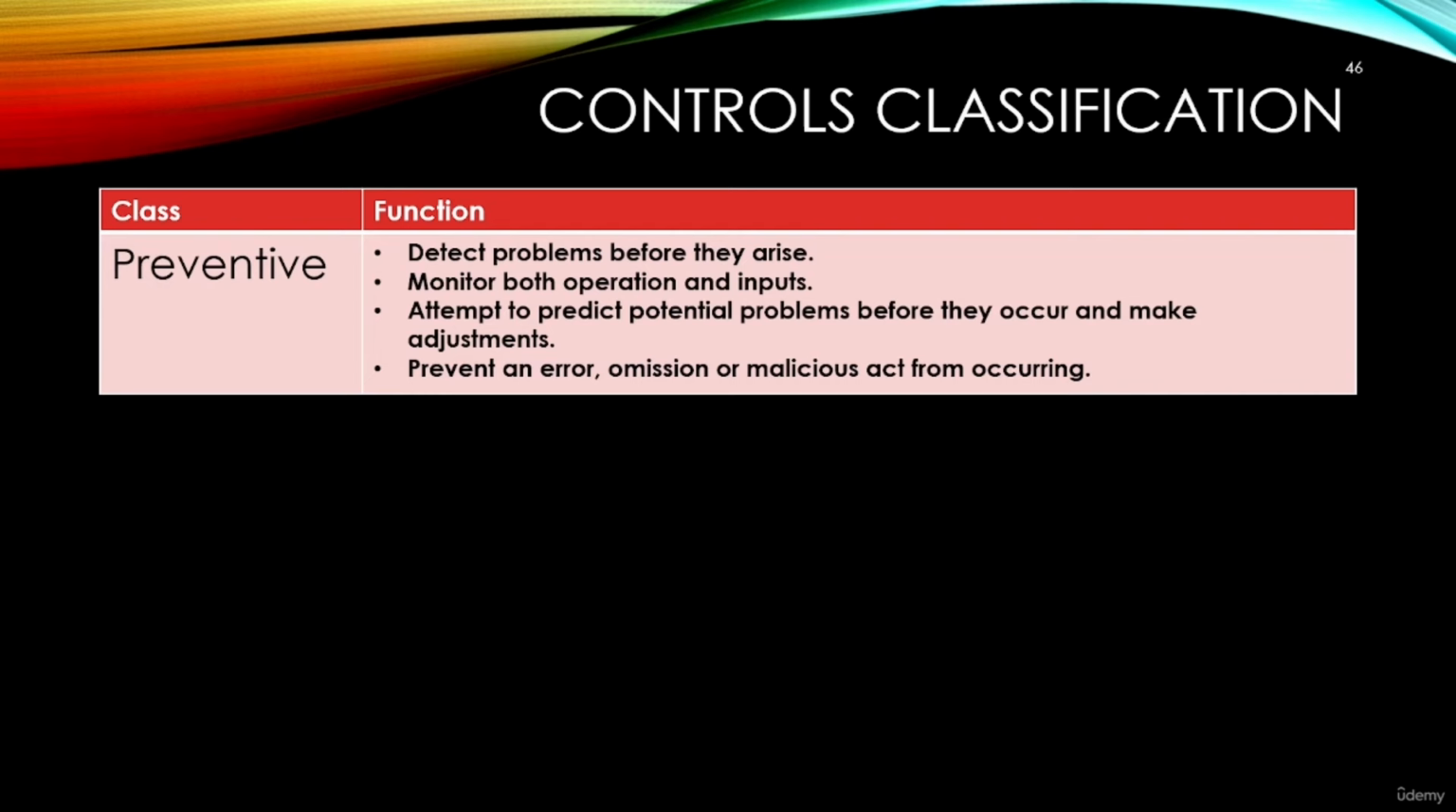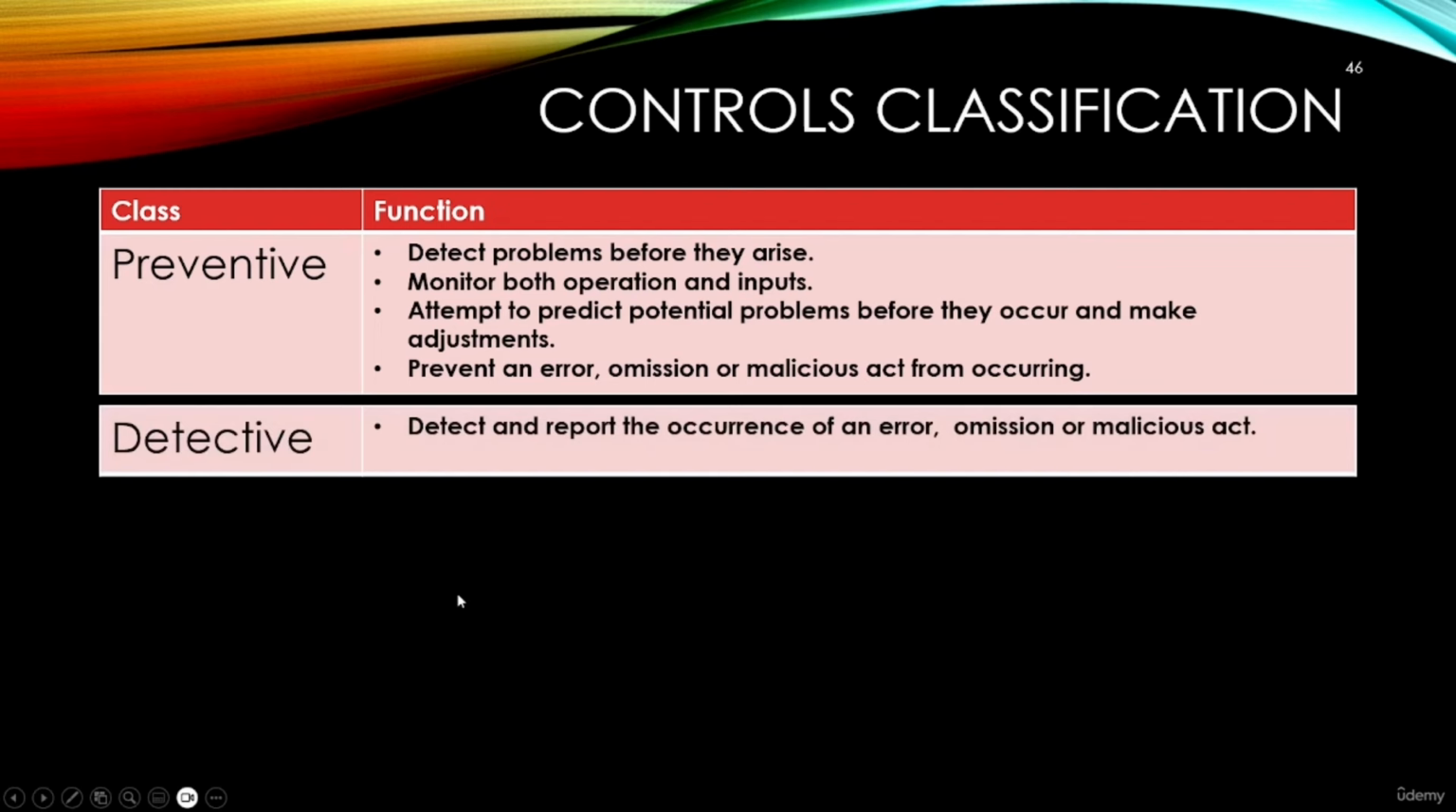The second type of control based on the function is known as the detective control. A detective control has the capability of detecting and reporting the occurrence of an error. Security cameras can be an example of detective controls. A SIEM solution, log collector, or monitoring solution which monitors your IT devices 24/7 could also be an example of detective controls. Audit is a detective control because audit is a way to detect problems.